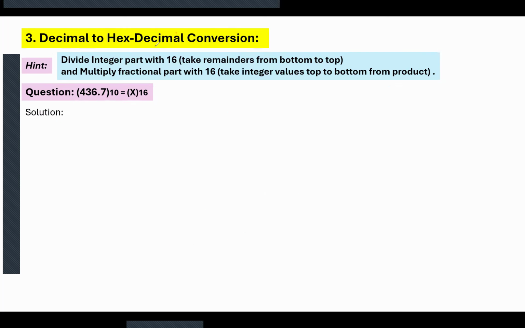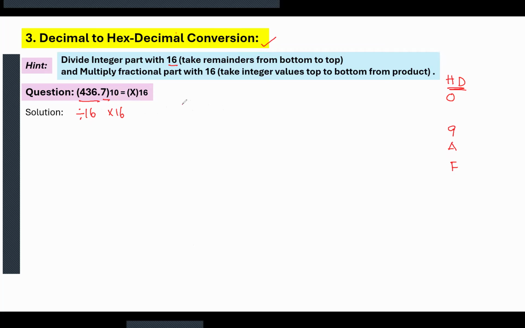Next, the third conversion is decimal to hexadecimal conversion. This is also just like the previous conversions. Instead of 2 and 8, we should use 16. So the integer part divided with 16. The fractional part multiply with 16. The hexadecimal digits are 0 to 9, then A to F. Okay, we should remember these are hexadecimal digits. We should use these digits only during division and multiplication.